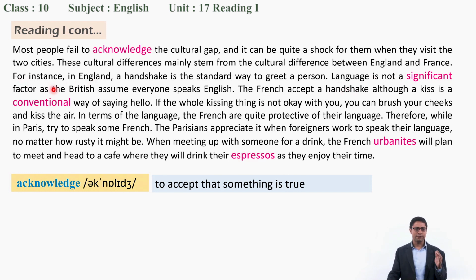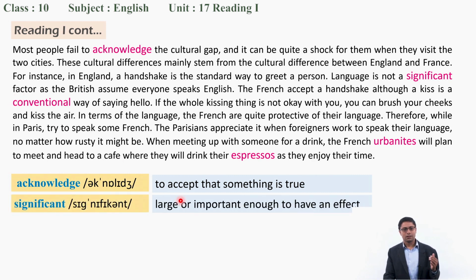For example, or for instance means for example, in England a handshake is the standard way to greet a person. So when they meet a person, they shake their hands. Language is not a significant factor as the British assume everyone speaks English. So see there, language. Do you know what language British people speak? Yes, they speak English language, and for them, it's not a significant factor. Significant means important. It's not an important factor for British because British people think that everyone speaks English.